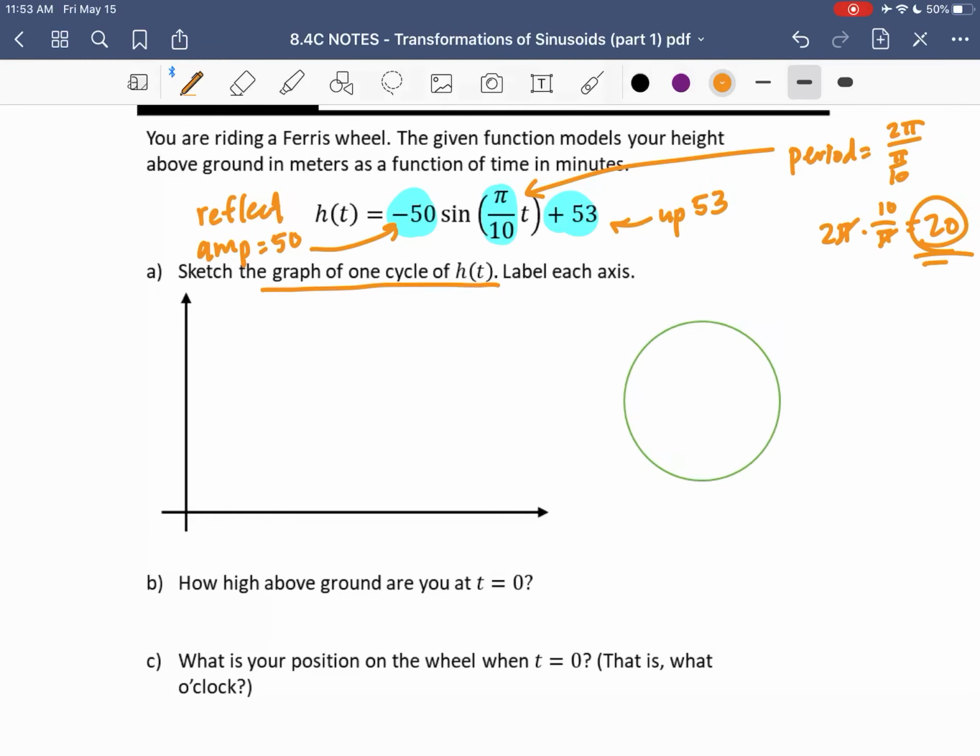Okay, so sketch the graph of one cycle of h of t and label each axis. So I already said the period's going to be 20. So I'm just going to go ahead and put a 20 out here. And then I like to break it up. So we're going to break that 20 in half, and half of 20 is 10. Half of 10 is 5. So then in between 10 and 20 would be 15. Then we can get a full cycle in here. Okay. We need to go up 53. So I'm going to just go ahead and put 53 in here, right there. Well, maybe not quite that high. How about 53 right here? Just going to label that as my midline.